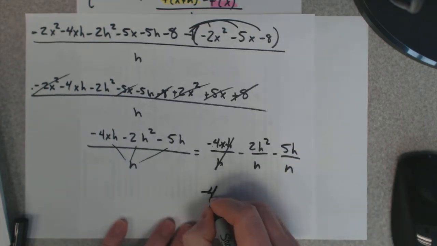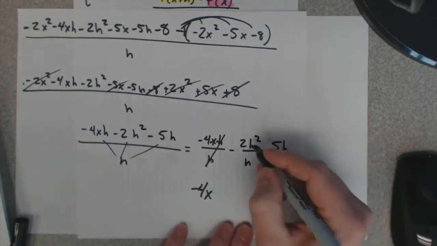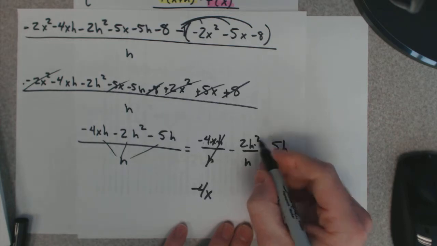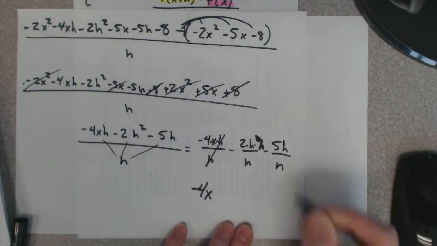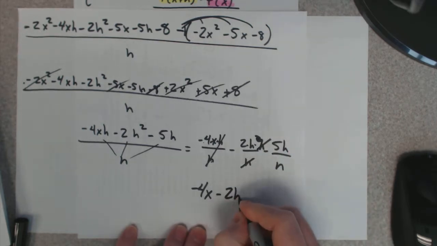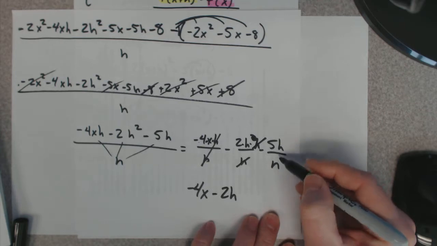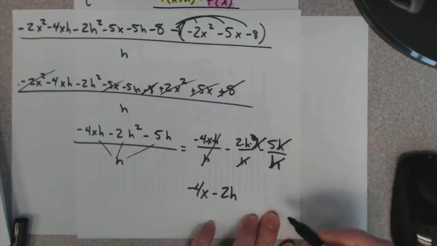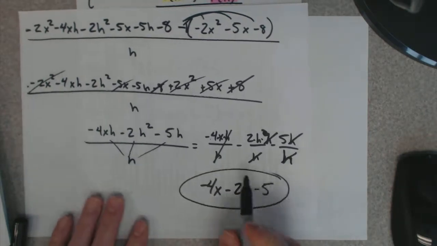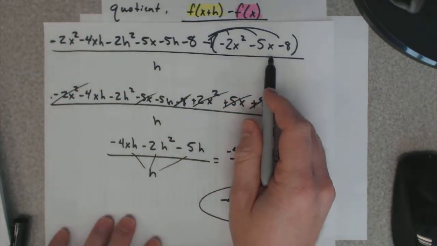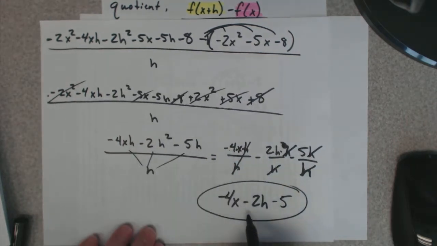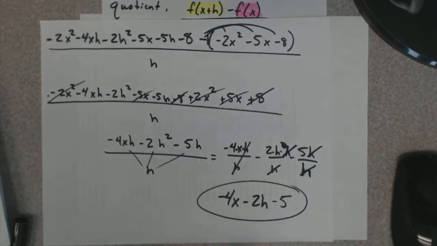And I'm left with negative 4x. Well, h squared is like saying h times h, so that h cancels with that one, and I'm just left with negative 2h. And h divided by h cancels. I'm left with a minus 5. So that whole big thing up there, once you simplify it, cancel some terms, then divide everything by h, becomes this piece right here. Man, that's good stuff.